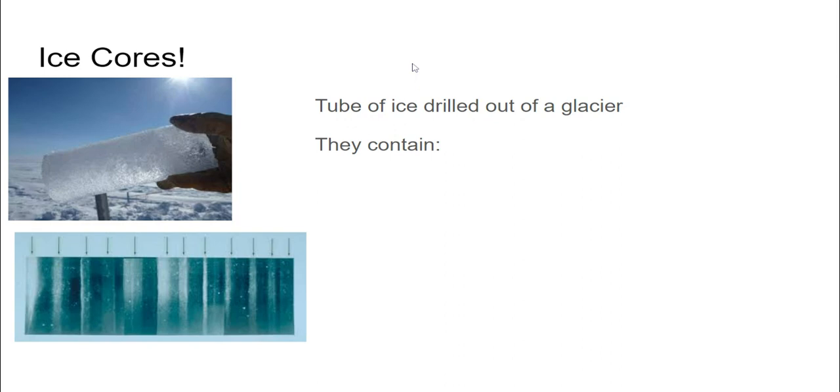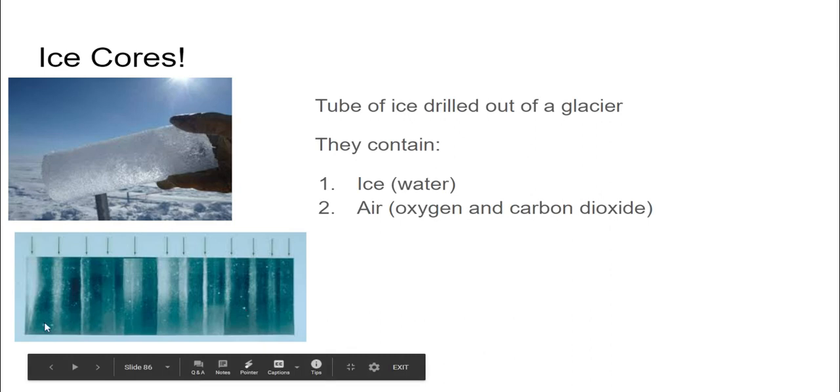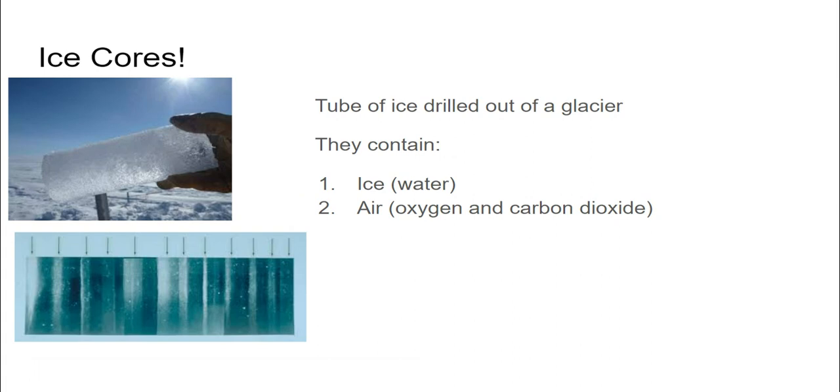Ice cores will contain a few different things. Number one, they contain ice. Duh. Ice is made out of water, and that's actually really helpful for us because of what the water is made out of, not because of the water itself. Second thing is that it has air bubbles. See these little air bubbles in it? Those air bubbles are going to contain oxygen and carbon dioxide from the time that the ice was formed. The last thing that they contain is volcanic ash or dust.